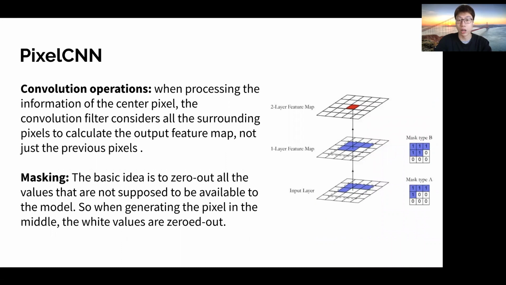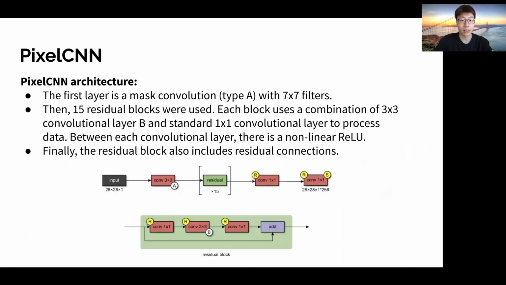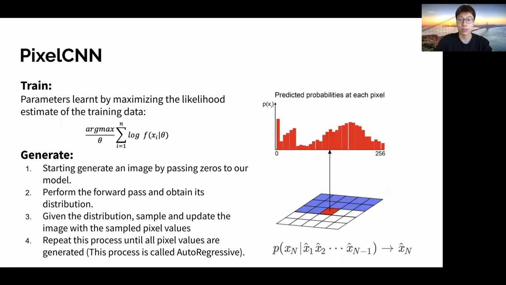When processing the information of the center pixel, the convolutional filter considers all the surrounding pixels to calculate the output feature map, not just the previous pixels, which validates the order prediction of the autoregressive model. The mask is then used to block the flow of information from pixels that have not yet been predicted. And this is the architecture we used to implement PixelCNN according to the paper. For training of PixelCNN, parameters are updated by maximizing the likelihood estimate of the training data.